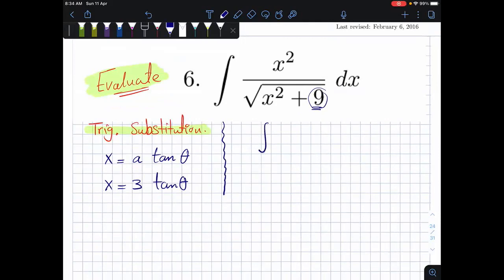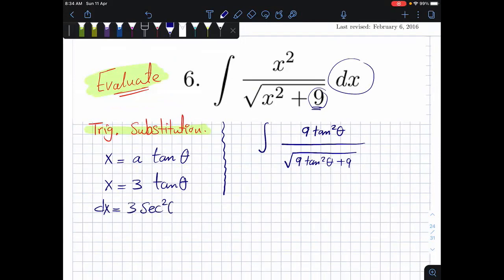It's the integral of, make a line like this. Every x will be 3 tan theta. So here it's a 9 tan squared theta. And in the denominator, we have 9 tan squared theta plus 9. I still have dx. I have to replace it. So I will differentiate here. dx equals 3 sec squared theta.